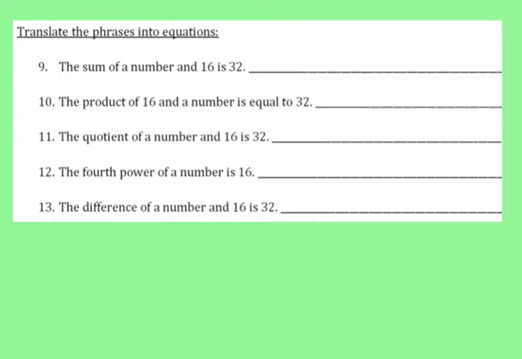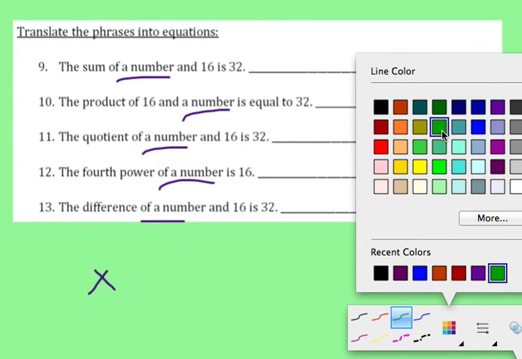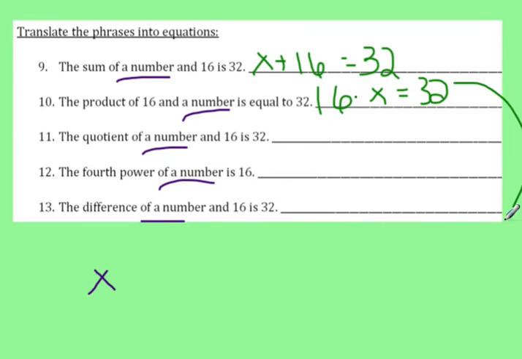The sum of a number and 16 is 32. Whenever it says a number, I'm going to use x as my number. That's typically my variable of choice, and that's what you see most often. So the sum of a number, x, and 16, I need to add 16, is going to be equal to 32. The product of 16 and a number, so 16 times a number, is equal to 32. A lot of times when a variable is involved, you're not necessarily going to see the times sign. This can also be written as 16x is equal to 32.